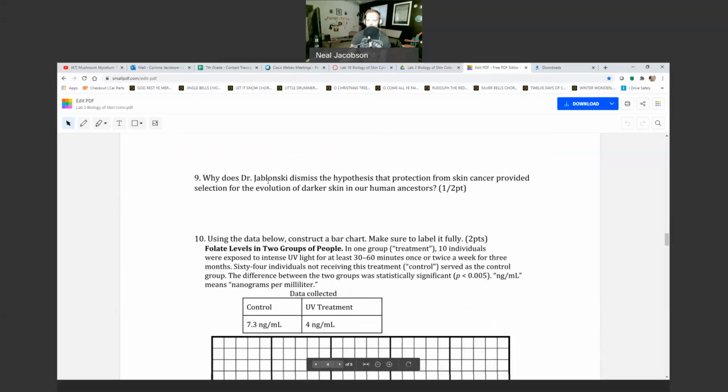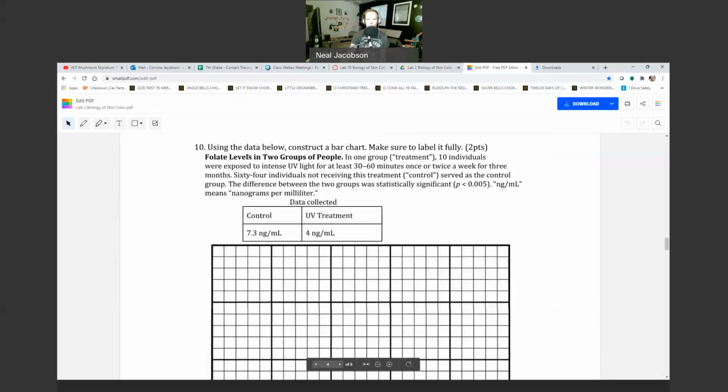So, why does Dr. Jablonski dismiss the hypothesis that protection from skin cancer provided selection for the evolution of darker skin? Well, let's think about that. Skin cancer is a disease that comes usually after an individual reproduces. And so skin cancer will kill you, of course, but it won't kill you before you have kids. And then you're passing on your genetic predisposition for skin cancer over and over again. And so skin cancer can't really be the selective pressure that removes it, because skin cancer is usually a later trait that shows up in life. And so it won't keep somebody from reproducing. That's basically her idea.